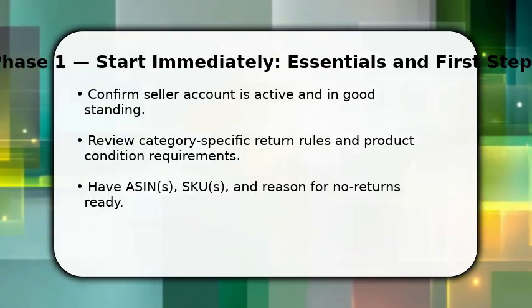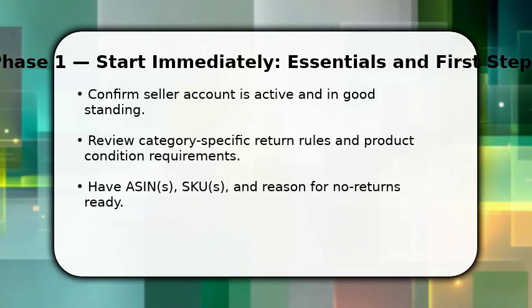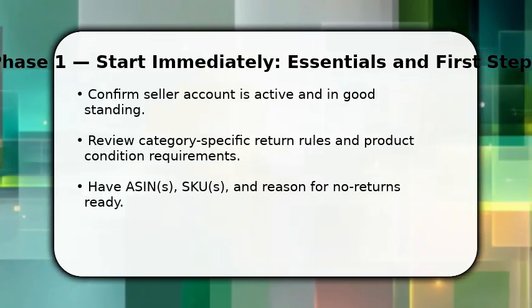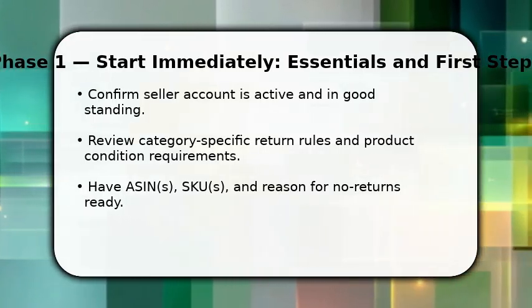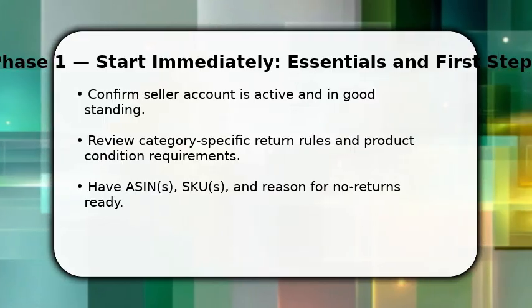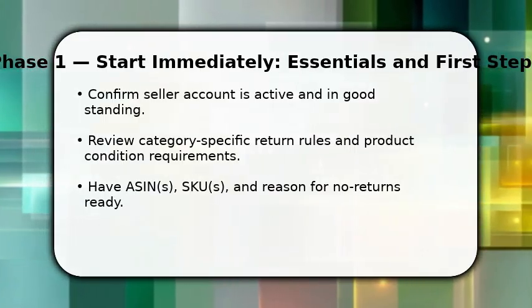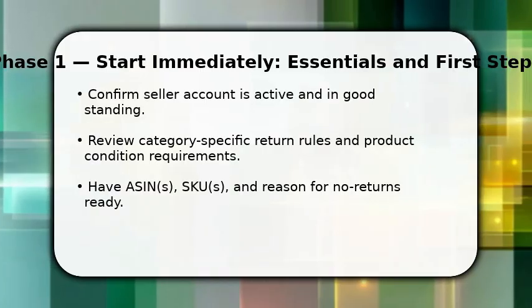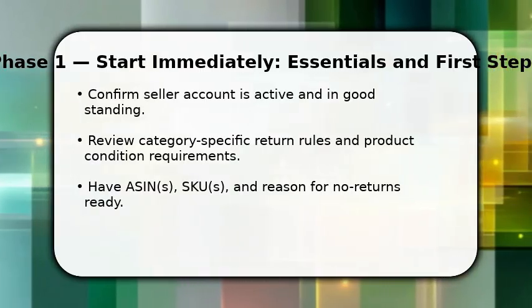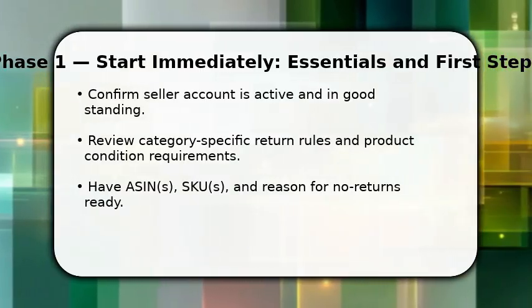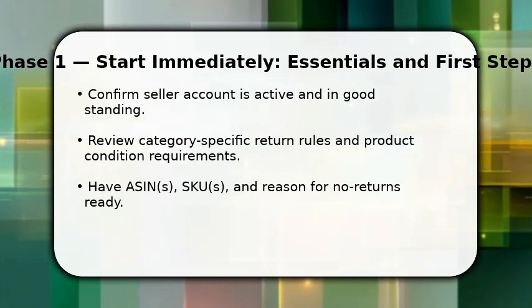Next, open Seller Central, go to Settings, and pick Return Settings or Policies. You will prepare the specific ASIN or SKU to change. Make sure you have a clear commercial reason and documentation. This first action prevents immediate rejections and sets you up to make a targeted policy change rather than guessing.